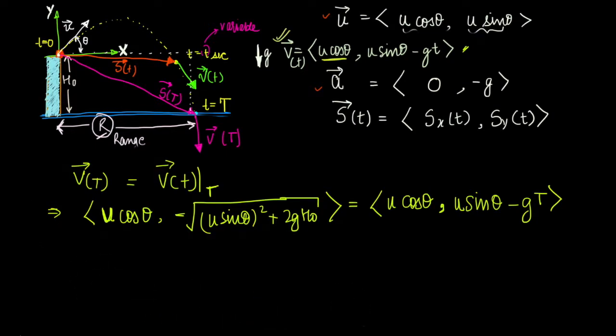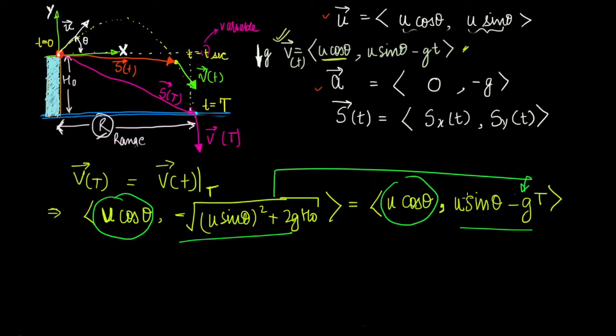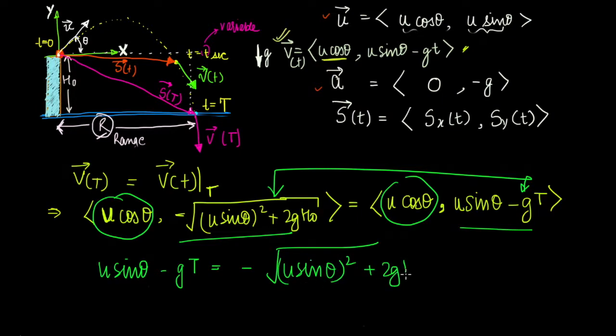Now, what do we get from this? Well, we see there's an equality that already holds, this equality. Both these components are the same, and they must be the same, right? Because the x component of velocity isn't changing, so there is nothing new we get from this. This is already implied. What about this? Well, this is interesting. Now we can equate the y components as well, because if two vectors are same, all their components are same. So if this has two components, both the components equate independently. So equating the y components, we get u sine theta minus g capital T is negative root of u sine theta square plus 2gh sub 0.